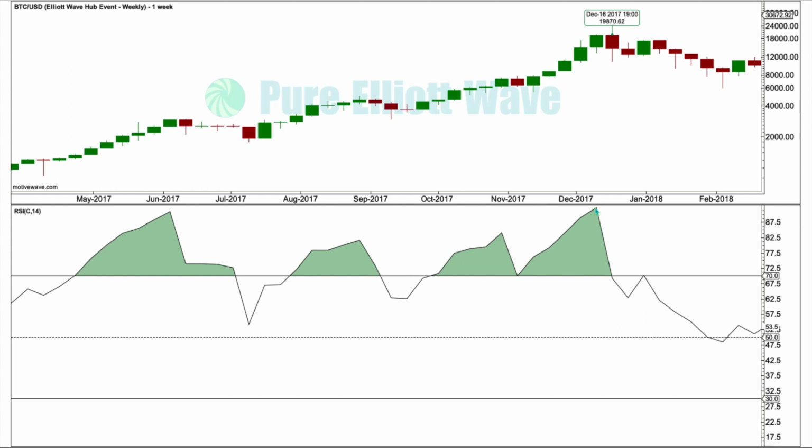RSI deeply overbought. Now, here's another real problem. You could have seen between this pivot high and this pivot high, and these points, you could have called for a huge bear market to follow here, but this was only about 4,000. You needed to understand that the Elliott wave count was incomplete.